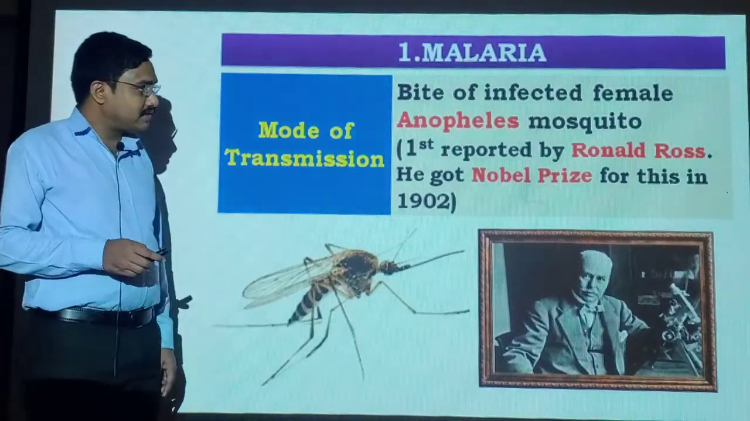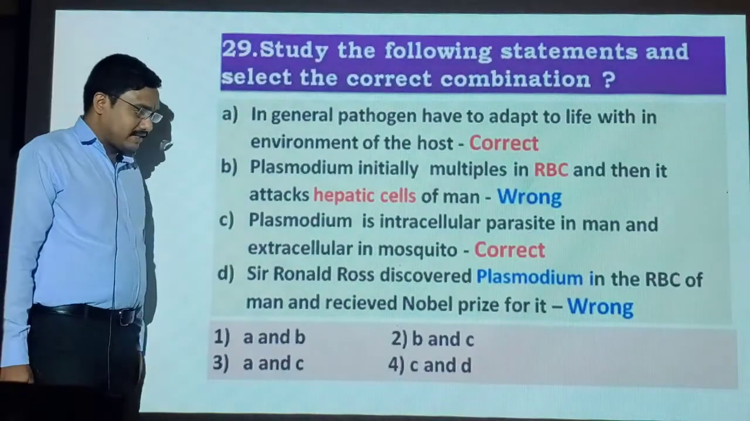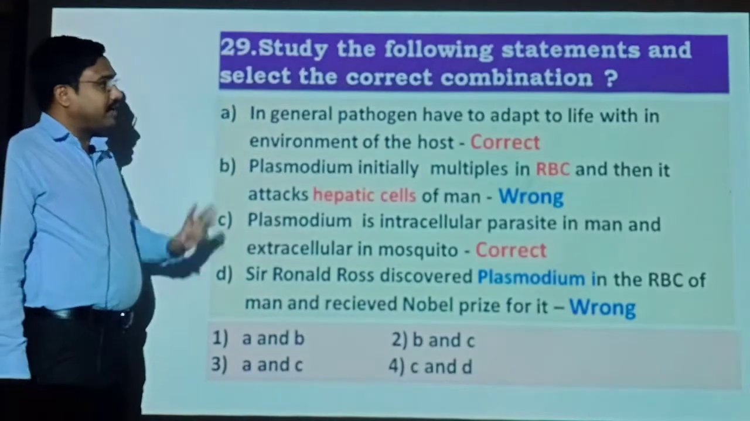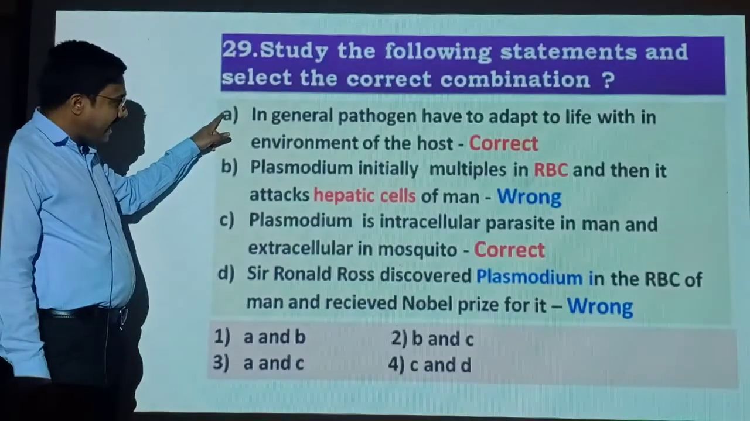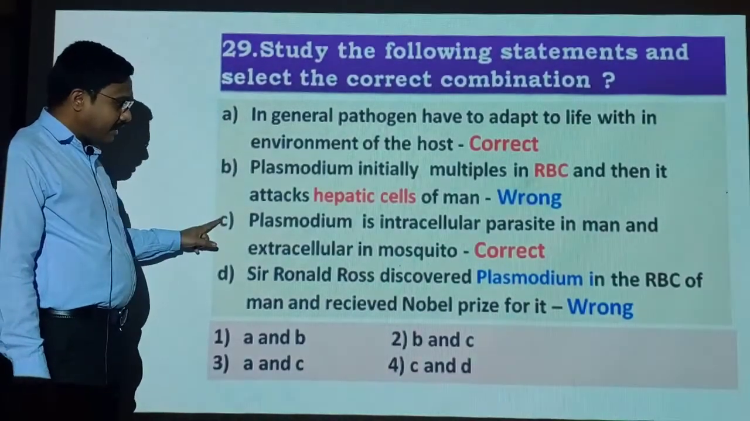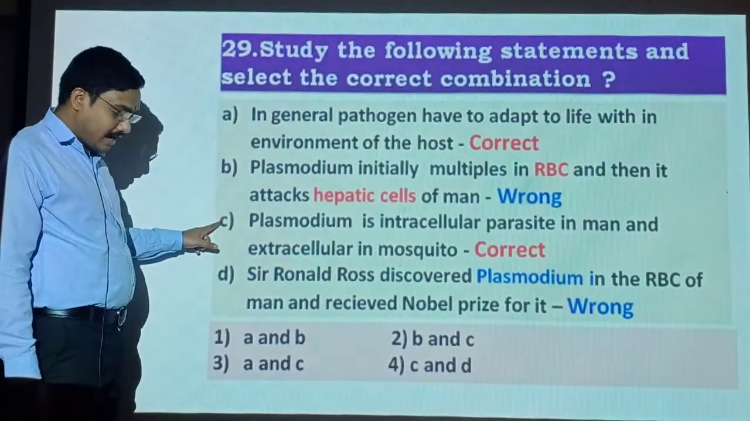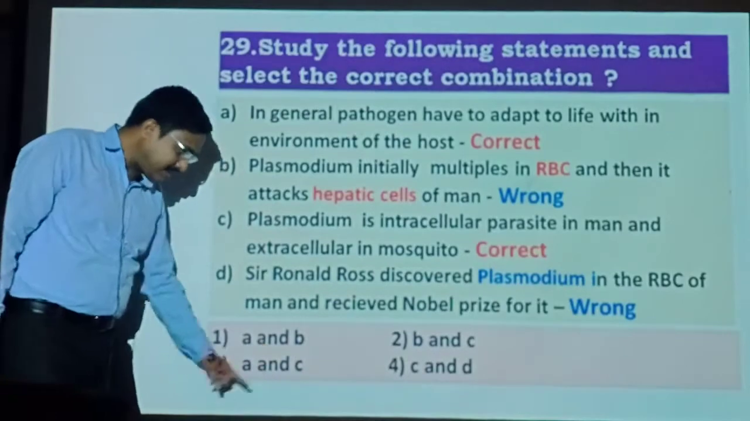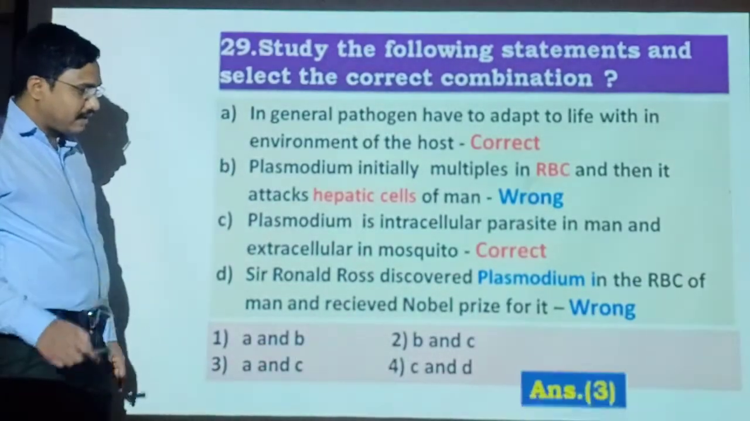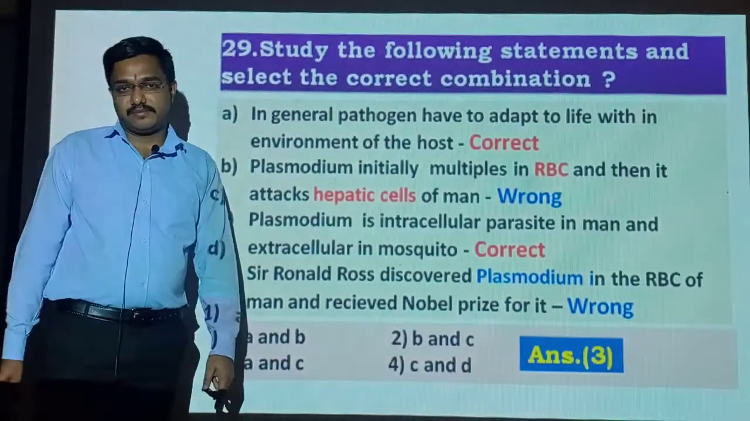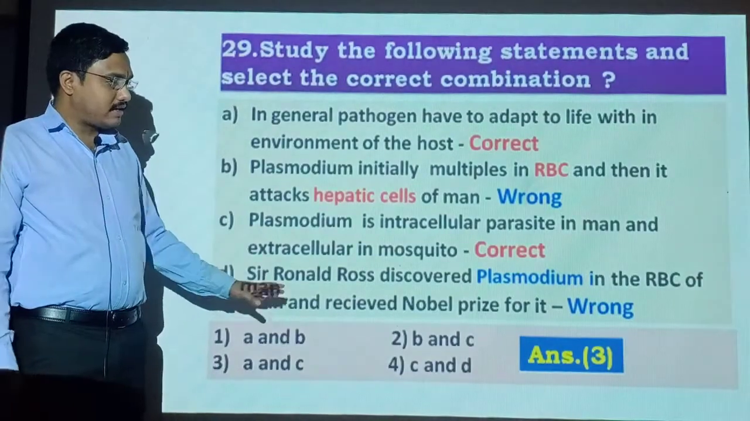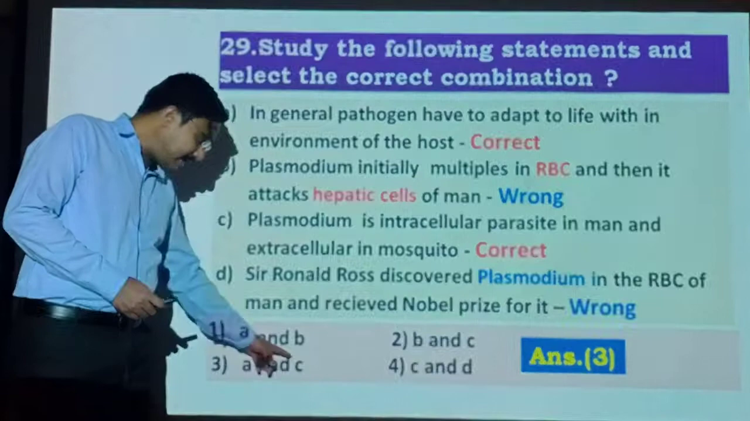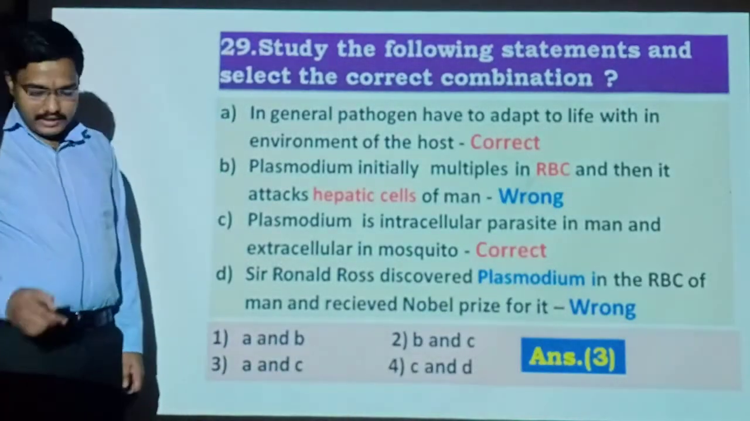So with this now we can tell the right answer. Here we have to select correct combinations. So here A and C are correct. A and C are correct. Therefore, if you see option 3, A and C, the right answer is option 3. Right answer is option 3, A and C. Okay, next question.